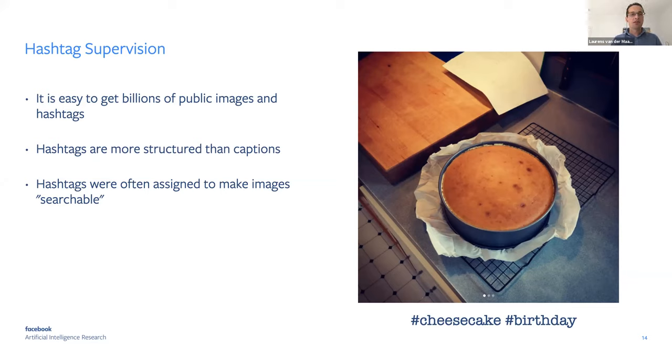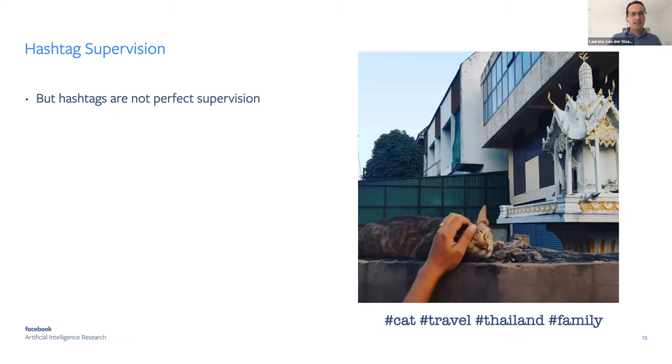And what's nice about this kind of hashtag supervision is that it's relatively easy to get billions of public images and hashtags, right? So you can really get large amounts of these kinds of examples. And compared to something like captions, hashtags are more structured. In particular, hashtags were often assigned to images to make them searchable, and so they're more likely to contain interesting or useful information. At the same time, hashtags are not perfect supervision.